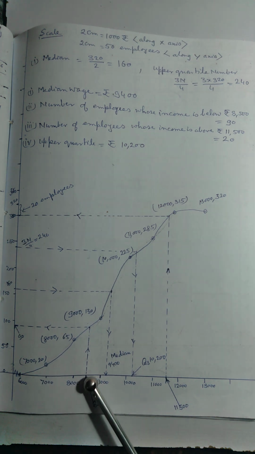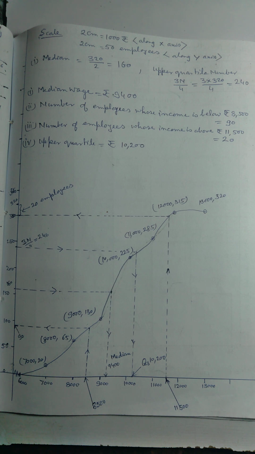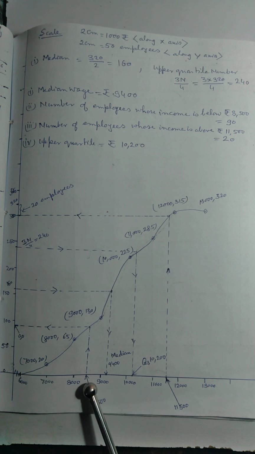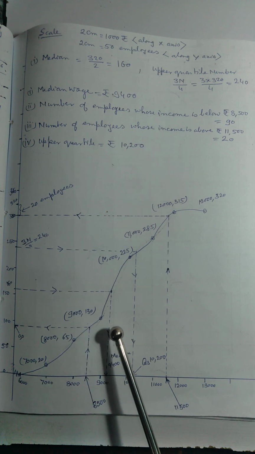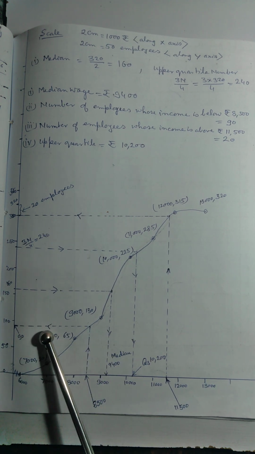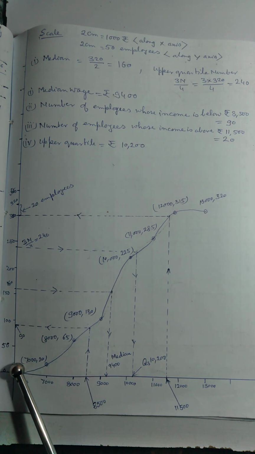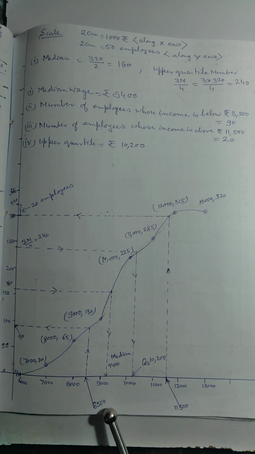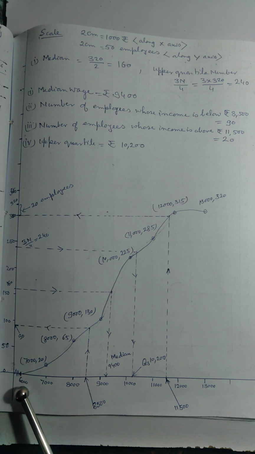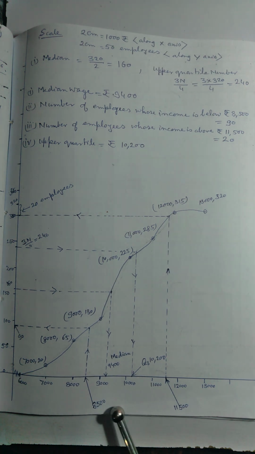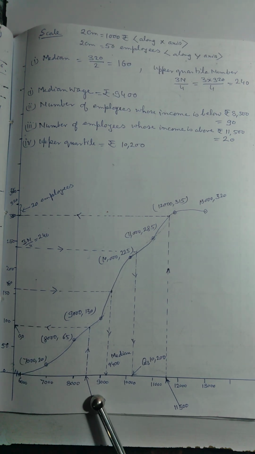Question number 17. The number of employees whose income is below 8,500. So 8,500, say below. Means here draw a line parallel to the y-axis first, and from the intersecting point draw a line parallel to the x-axis that intersects the y-axis at 90. Means the number below 90 will be the number of employees whose income is less than 8,500. That will be one answer from here.